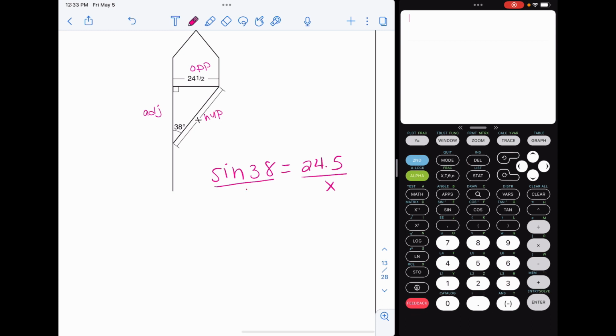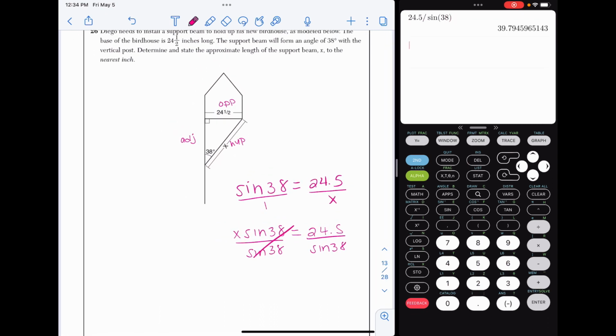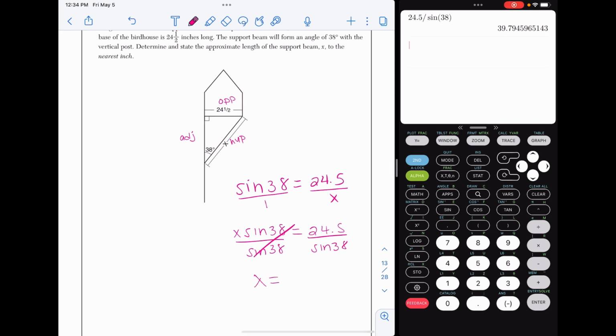All right, let's cross multiply. So X times sine 38 is just that, X sine 38. 24.5 times 1 is itself, and we're going to divide both sides by the sine of 38. And let's type that into our calculator. 24.5 divided by sine 38, and we're going to hit enter. This problem is asking us for X to the nearest inch. That means the nearest whole number. So X is 40 inches in this case.